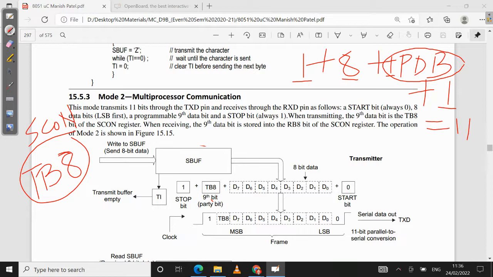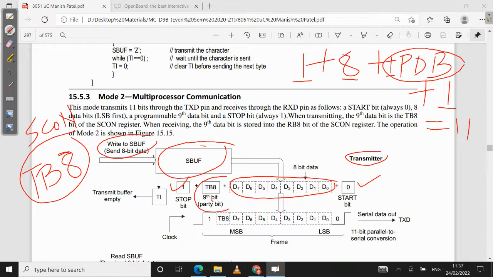So the ninth bit, you are transmitting, see the figure. SBUF, that is 8-bit data, is available here. Then this 8-bit is available here. See the other bits which are added: start bit which is always 0, stop bit which is always 1. But can you see there is a ninth bit? This programmable data bit can be your parity bit. Okay, so the ninth bit is the parity bit.